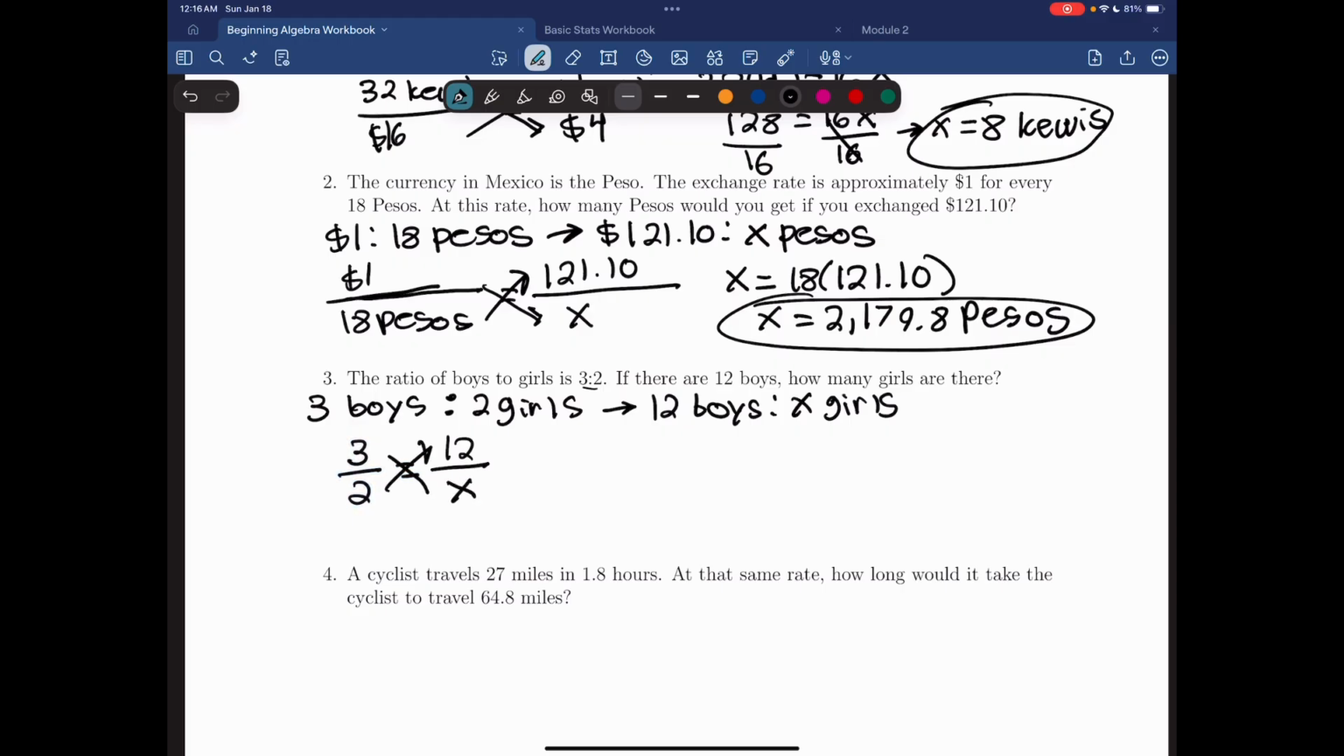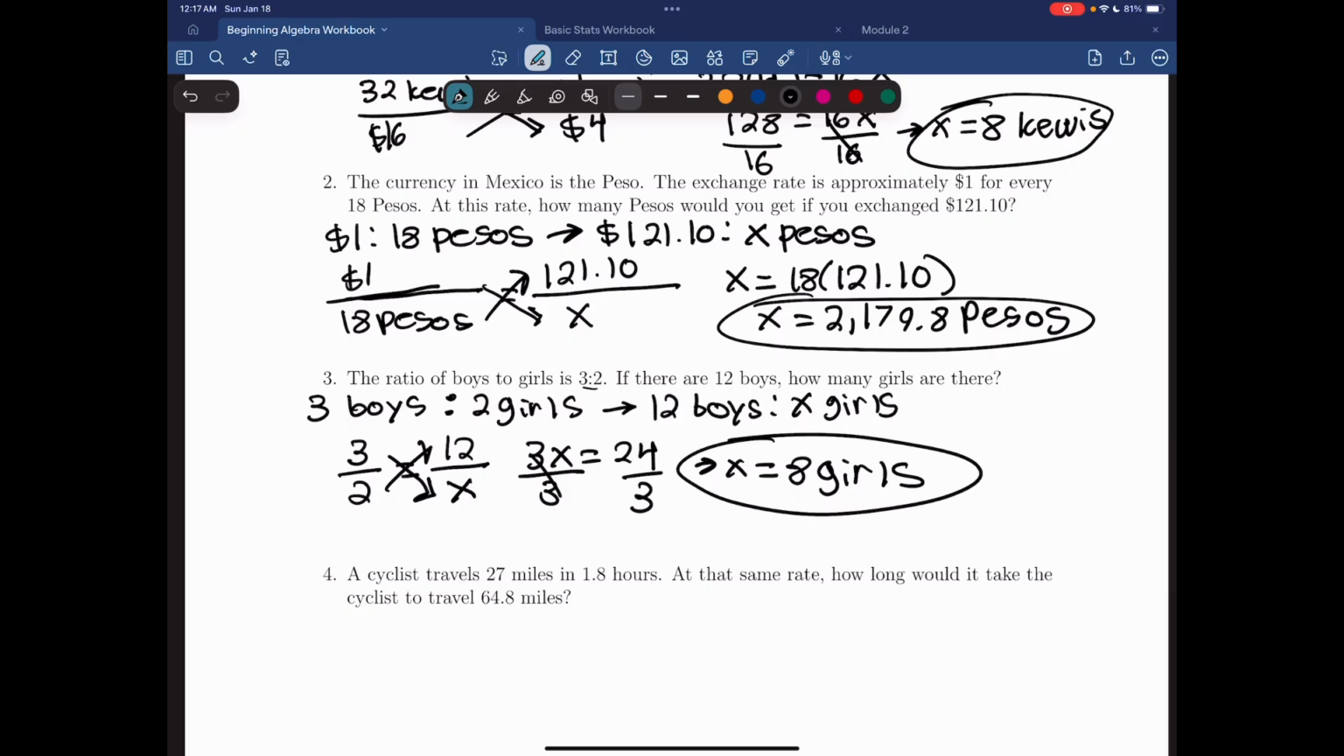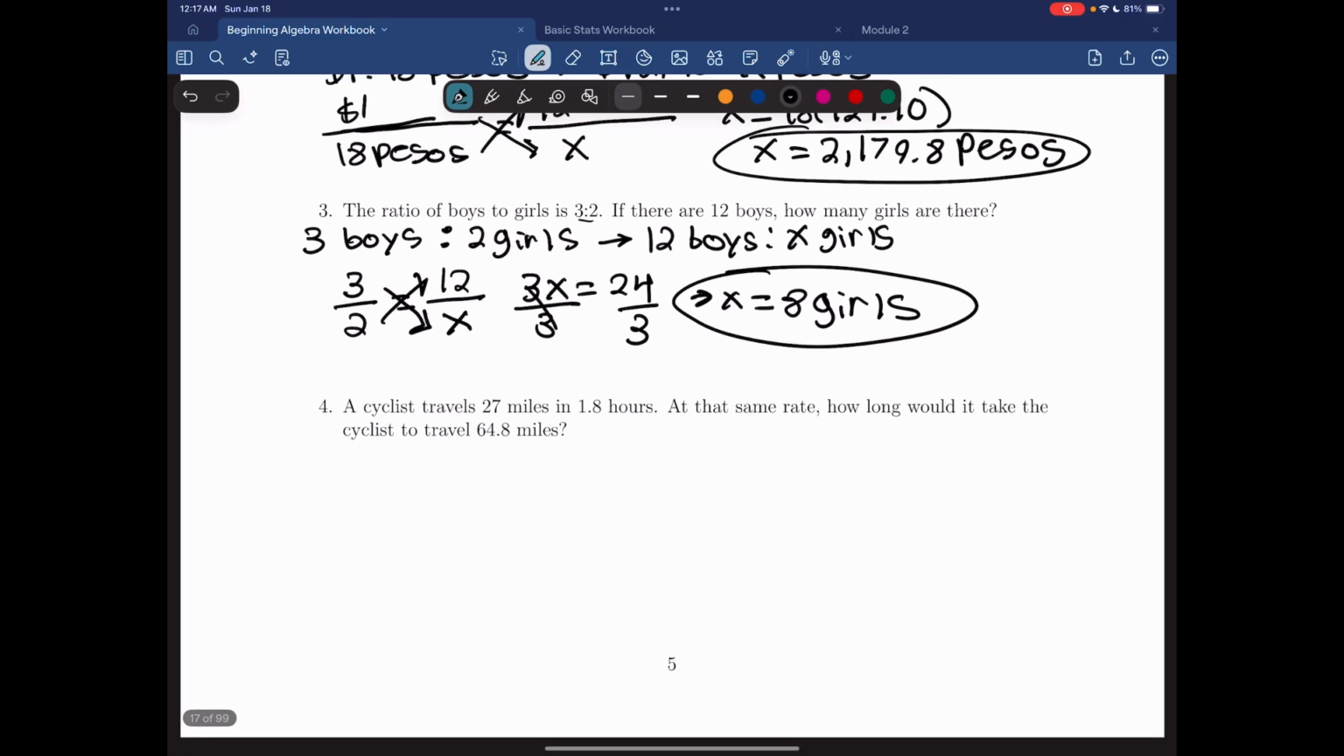Now let's cross multiply. 3 times x is 3x. 12 times 2 is 24. Now let's divide by 3 on both sides to solve for x. We get x equals 8 girls. That's your final answer. Looking at example number 4, we have a cyclist travels 27 miles in 1.8 hours.